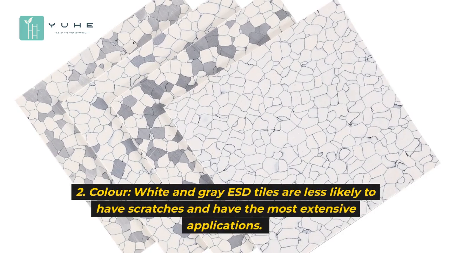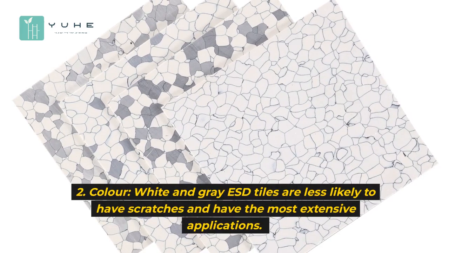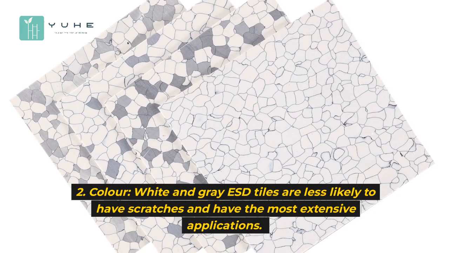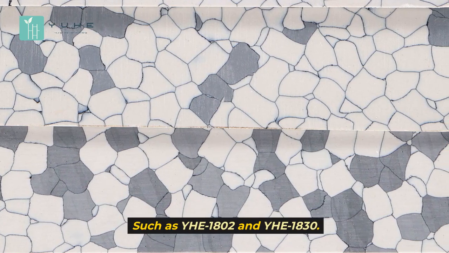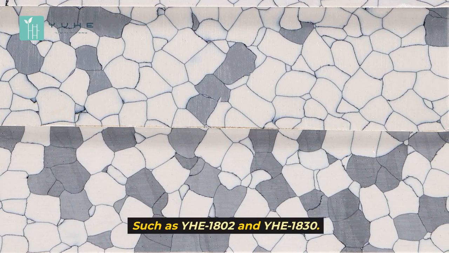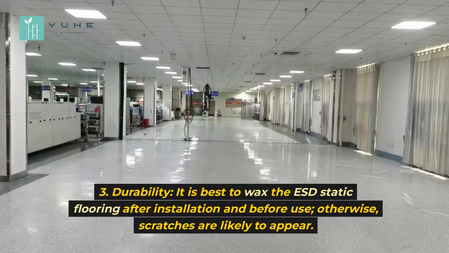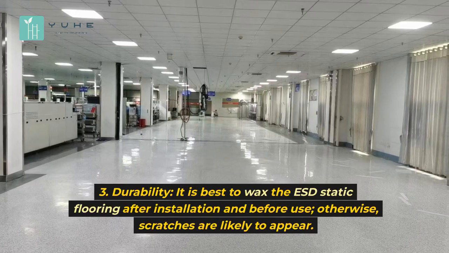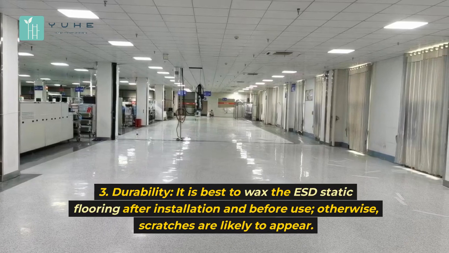2. Color. White and gray ESD tiles are less likely to have scratches and have the most extensive applications, such as YHE-1802 and YHE-1830. 3. Durability. It is best to wax the ESD static flooring after installation and before use. Otherwise, scratches are likely to appear.